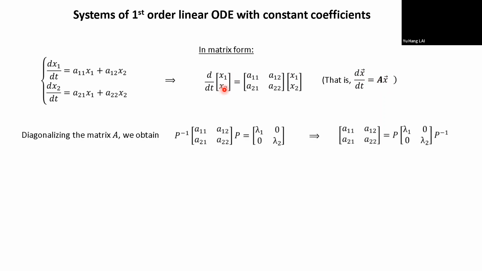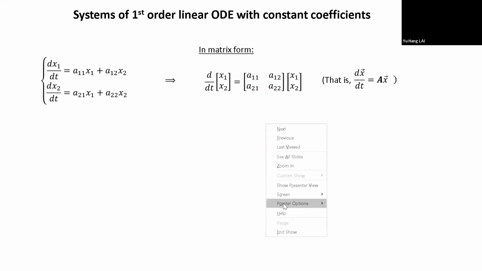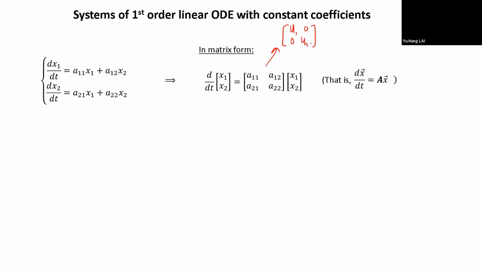So remember that in the last chapter, I told you that if this matrix is a diagonal matrix, then this system can be solved immediately, right? Let me just try this. If this matrix is a diagonal matrix like this, then this whole system is just written like this.